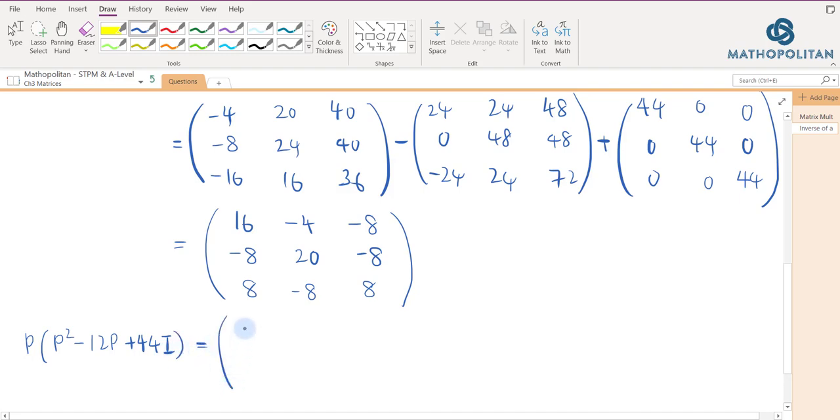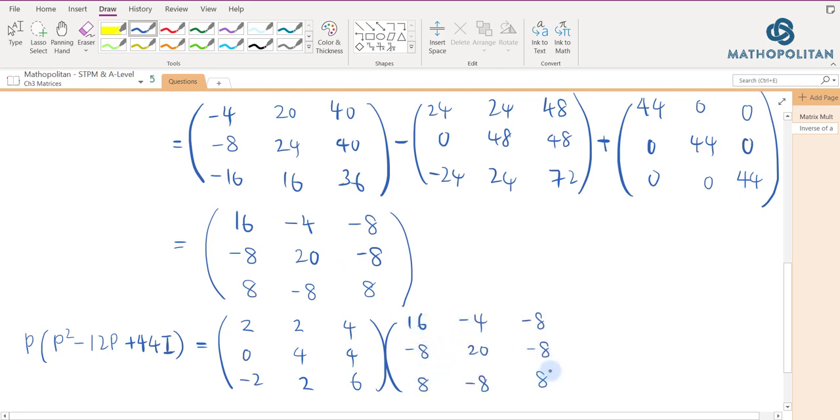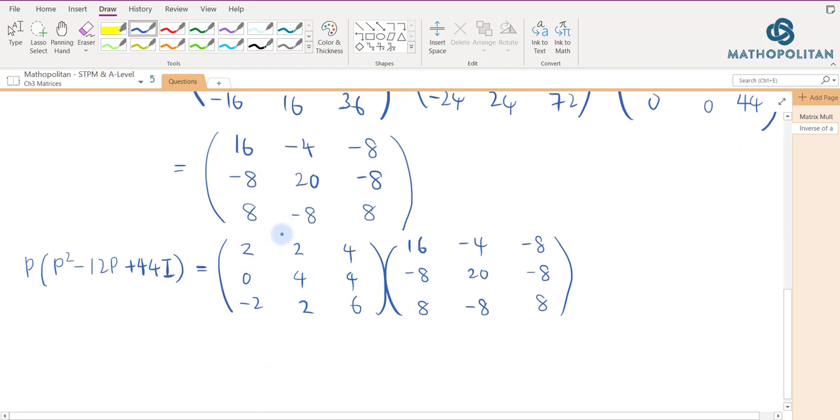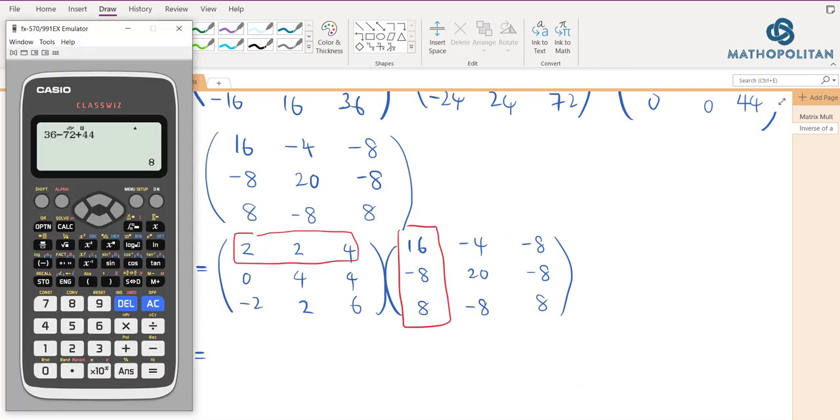Okay, so P, from the part earlier, is 2, 0, negative 2, and 2, 4, 2, 4, 4, 6. And then for P squared minus 12P plus 44I, we'll just copy the answer here from the previous working. Again, we need to multiply these two matrices. So let's start with the first row, and then we go by the first column. So that will be equal to 2 times 16 plus 2 times negative 8 plus 4 times 8.